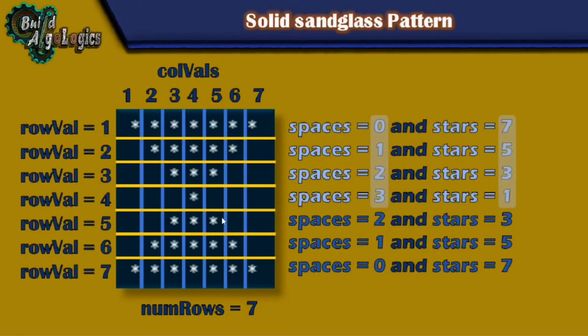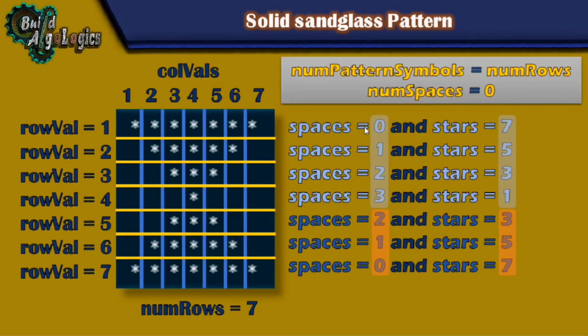Here the number of spaces is decrementing by 1 and the number of stars is incrementing by 2, as you can see in these values. So what we can do here is use these two variables: num spaces for the number of spaces and num pattern symbols for the number of stars. I assign them their initial values: spaces equal to 0 and stars equal to 7 for the first row. So our code will look something like this at present.